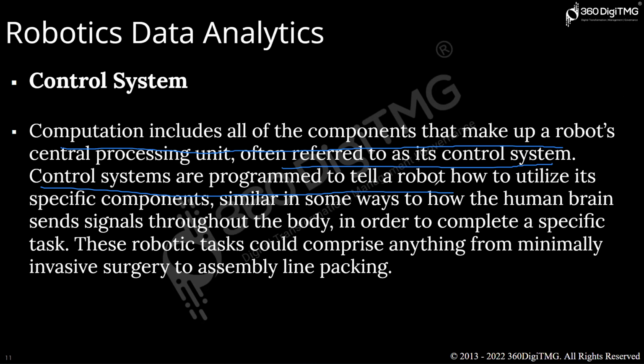The same thing here: control systems are programmed to tell a robot how to utilize its specific components. Similarly, the human brain sends signals, right? If you touch some hot thing with your hand, it's going to send you a signal. It's going to give us pain. Or if you fell down, or if you're going to bleed, you know that, right? It's going to give the signal to the brain. Okay, you just touched something. Here he has been bleeding, so it sends the vibrations or liquids.